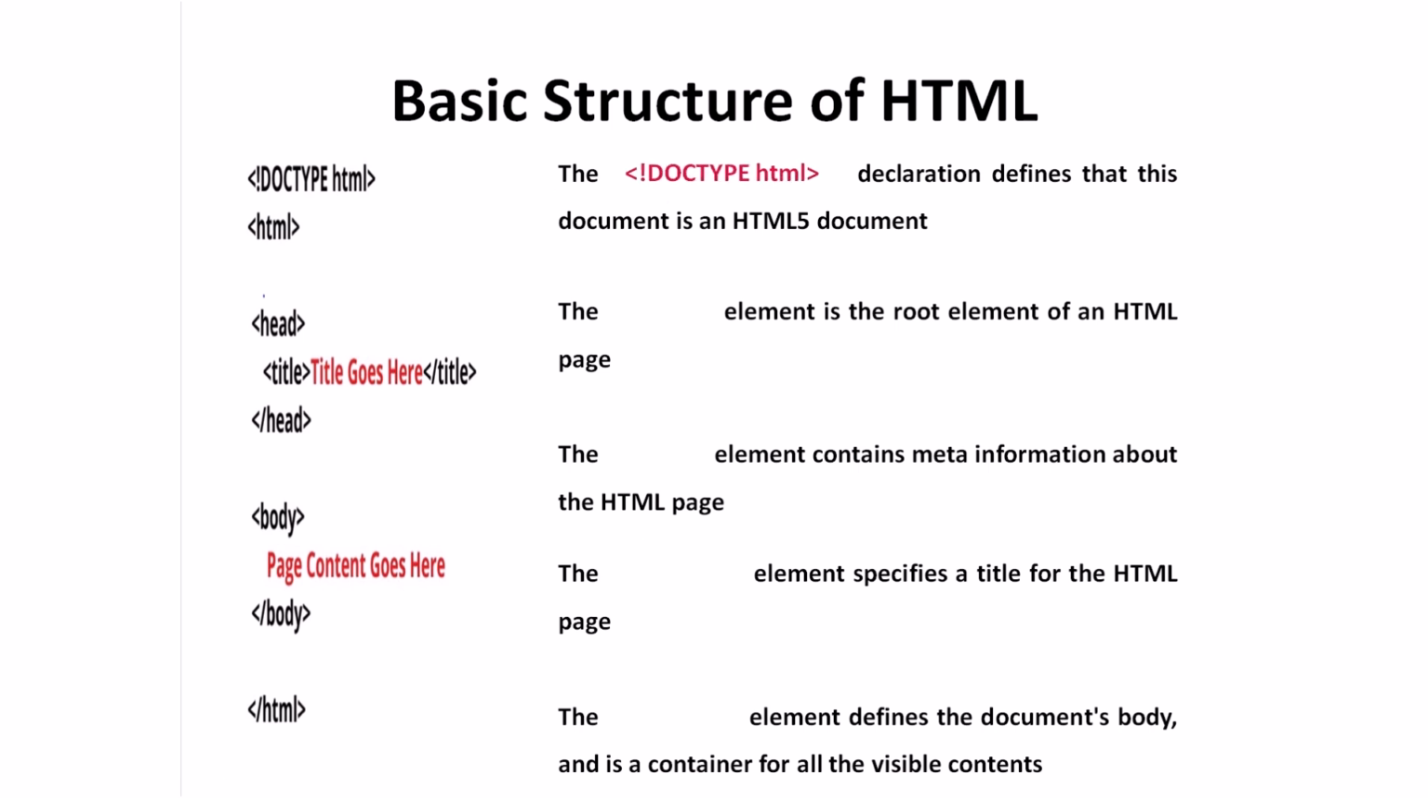Then the basic structure of HTML. First, the document type HTML tag declaration defines that this document is an HTML5 document. The HTML element is the root element of an HTML page. The head element contains meta information about the HTML page. The title element specifies a title for the HTML page. The body element defines the document's body and is a container for all the visible contents.